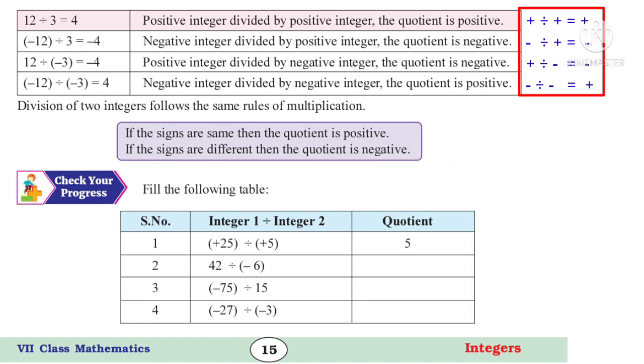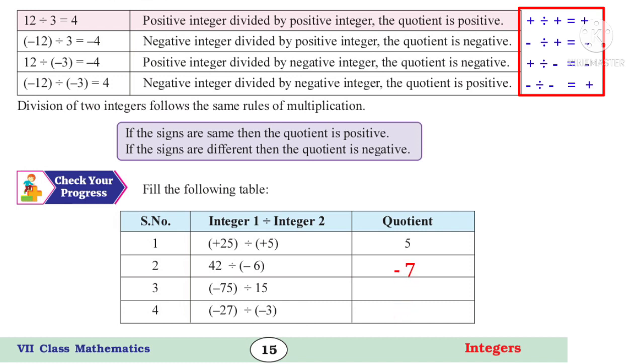Now let us fill the table. Plus 25 divided by plus 5. Plus divided by plus is plus. So 25 by 5 is 5. Now 42 divided by minus 6. Plus divided by minus is minus. 6 sevens are 42, so minus 7.